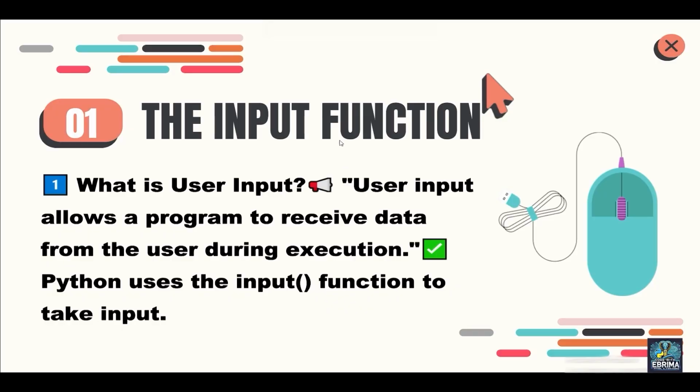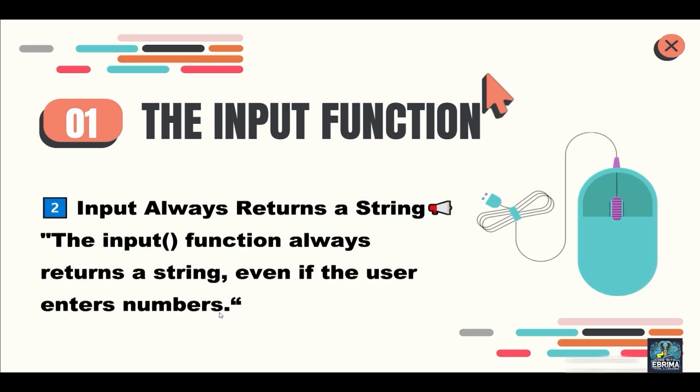So now we are going to take a closer look at the input function. Okay, so what is user input? User input allows a program to receive data from the user during execution. Python uses the input function to take input. This is important to note: the input always returns a string. Even if the user enters numbers, it will always return a string.